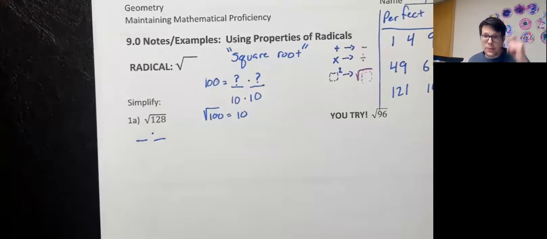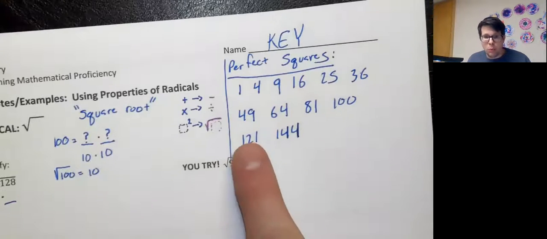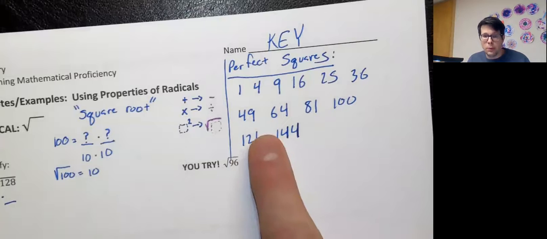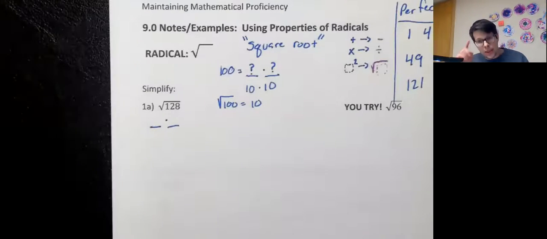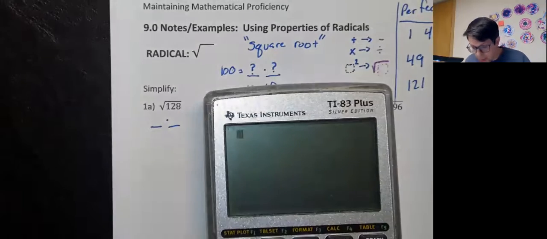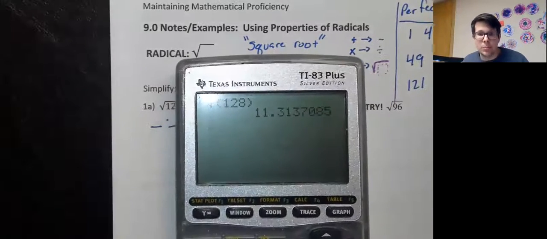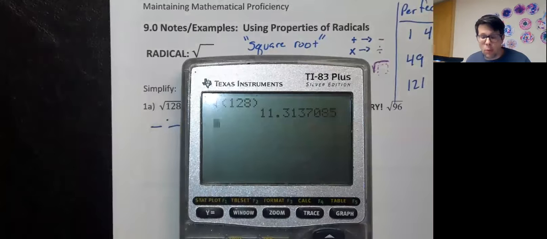Well, I can't think of one off the top of my head. If you remember, we jumped from 121 to 144, and 128 would be somewhere in the middle there. This was 11 squared, and this was 12 squared, so I can't think of a good one. If I try to use my calculator on this value right here, I'm going to get a very ugly decimal. Now, that's an accurate decimal, but it's not what I want.